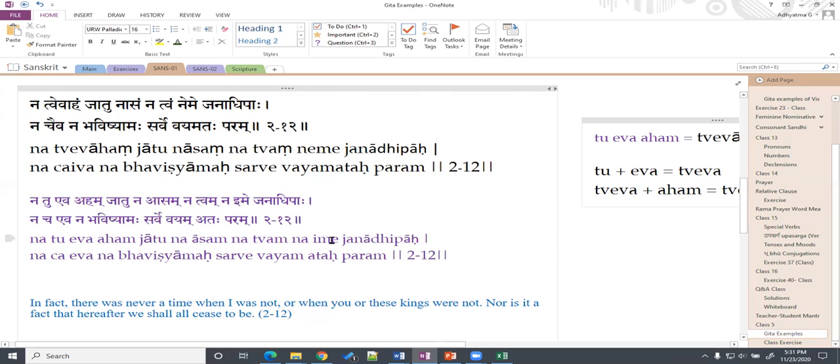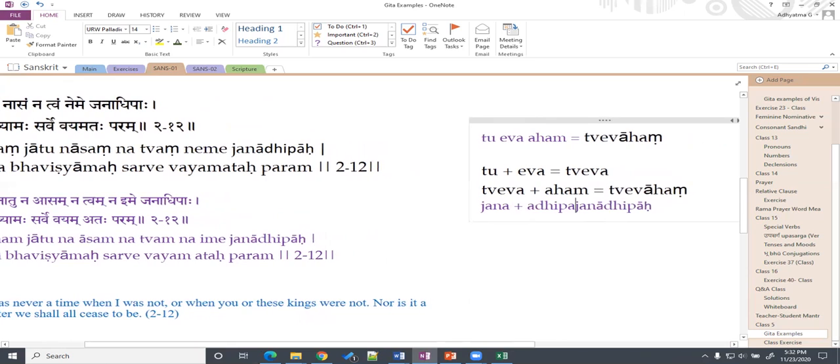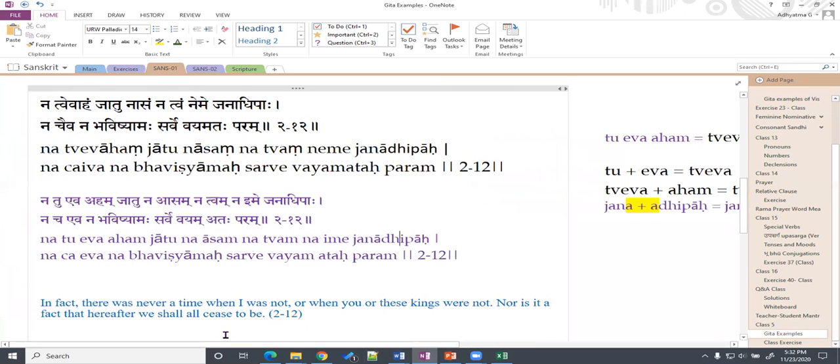Similarly, here you can see Janadhipa. This is also a compound word, Jana plus Adhipaha. Here again Akara plus Akara becomes Akara. So this is a Dirgha Sandhi. Sandhi is extremely common. Almost any verse of the Gita you pick up, you will always find some Sandhi taking place.